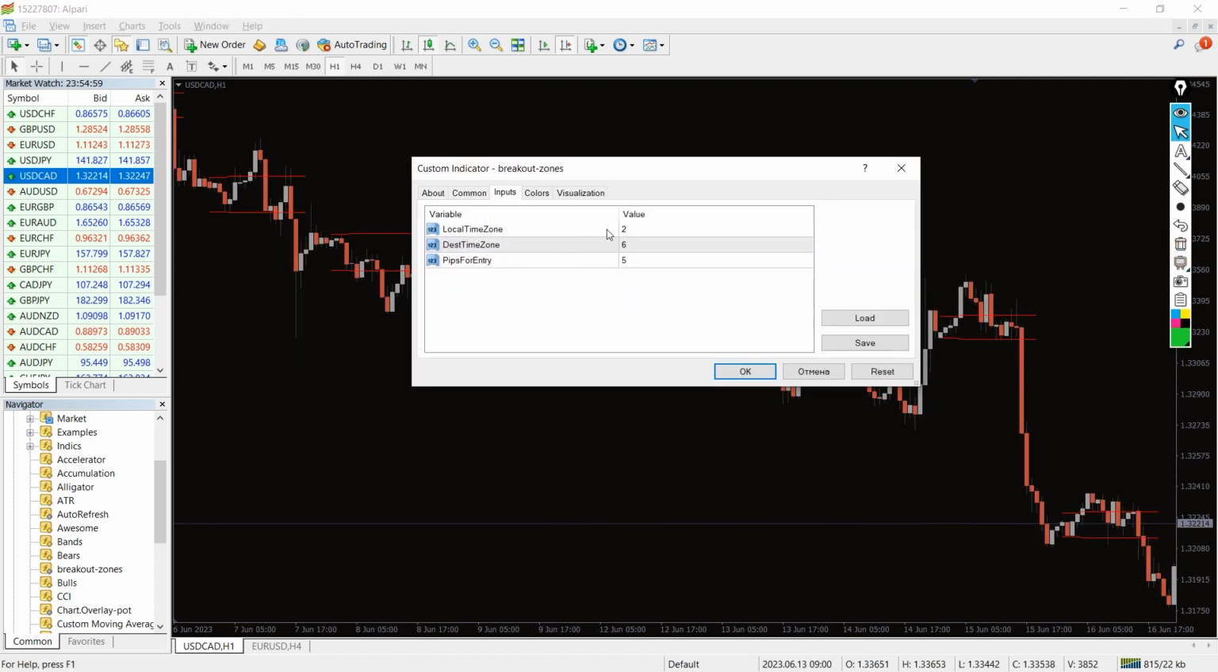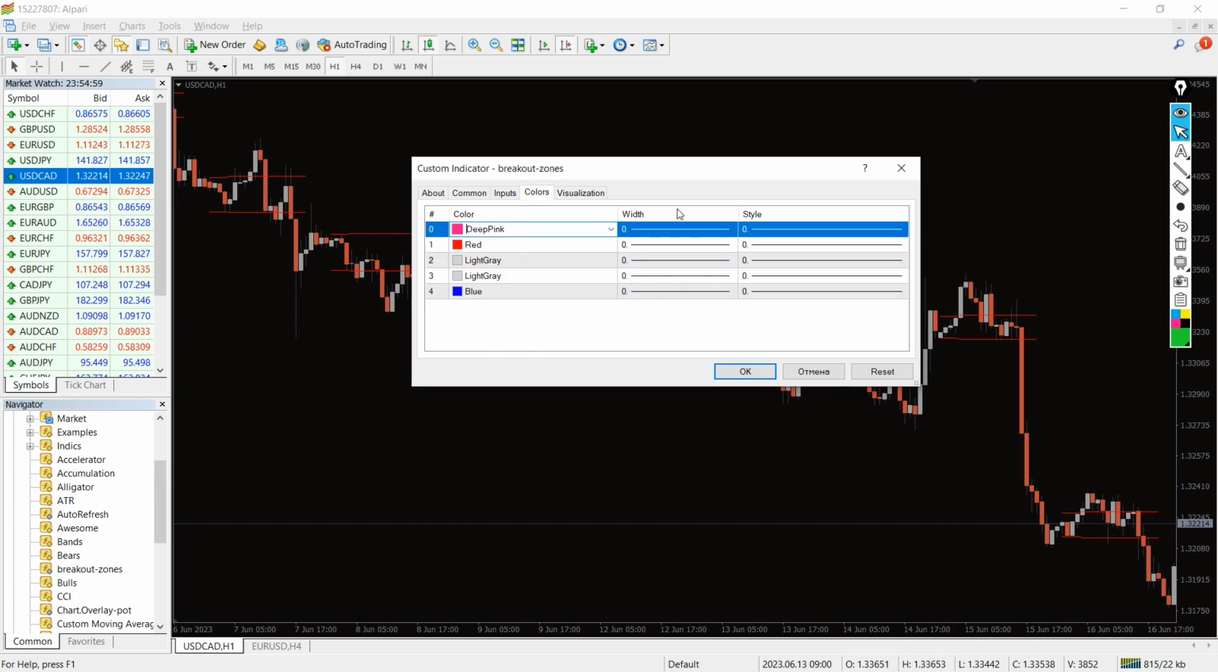In the indicator settings, we can change the time zones and number of pips for making an entry point. And in the colors tab, we can change the colors and thickness of the indicator levels.